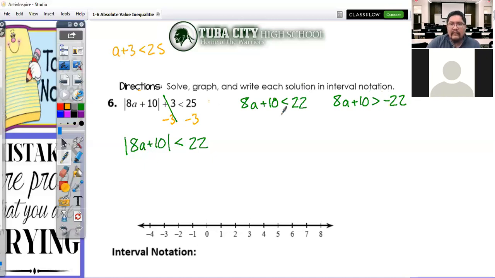Now we can go ahead and solve both inequalities. So make sure we're doing the same thing. As far as I know, most of these you're going to be able to do the same thing on both of them, which kind of makes it easy because you can solve both of them at the same time, so you're not doing 2 entirely different things at once.